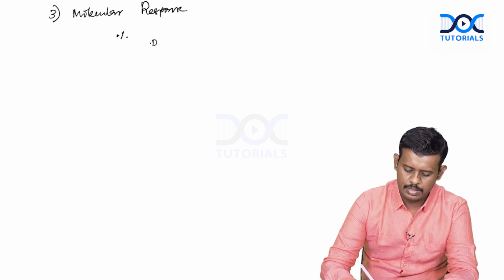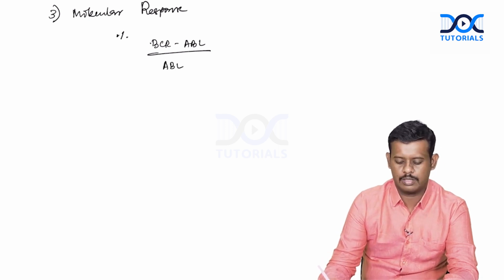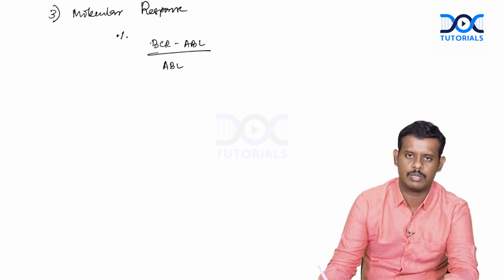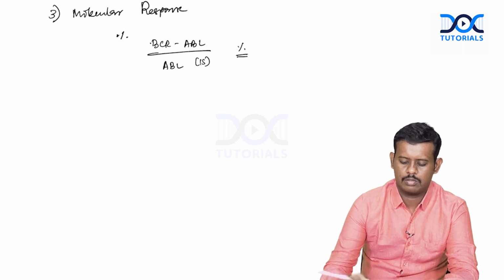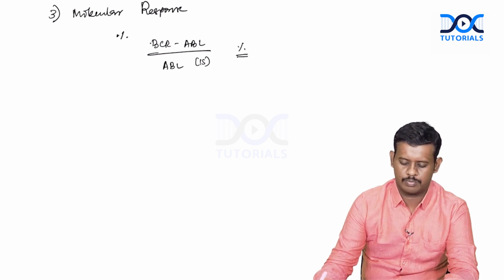You do BCR-ABL copies divided by the ABL, that is the control copies. There can be multiple other controls. The commonly used control is ABL. In the international standards, you can do the percentage analysis for you to know what is the molecular response.